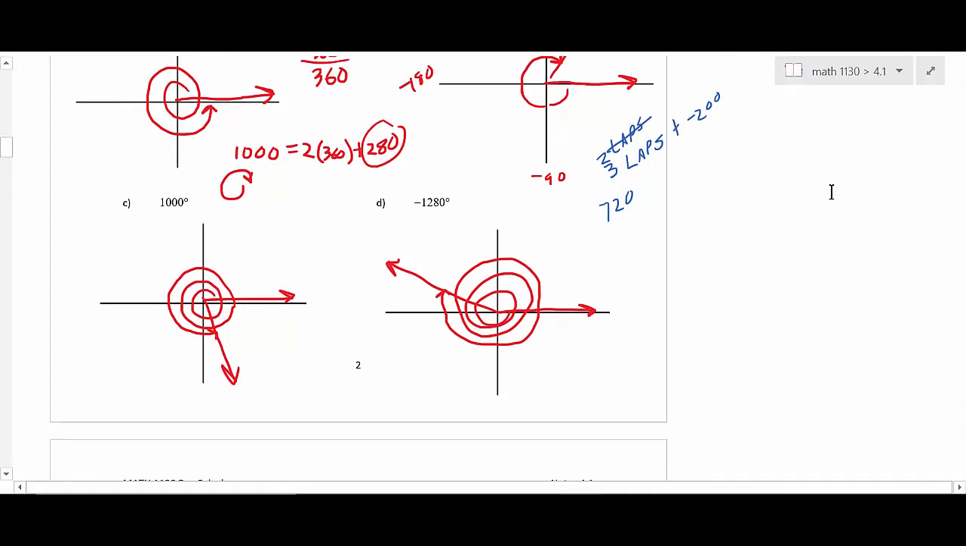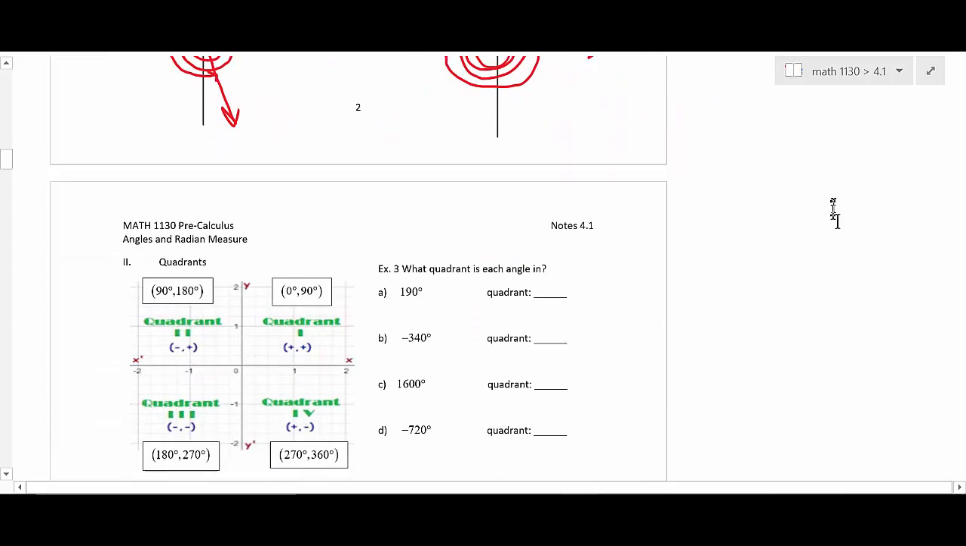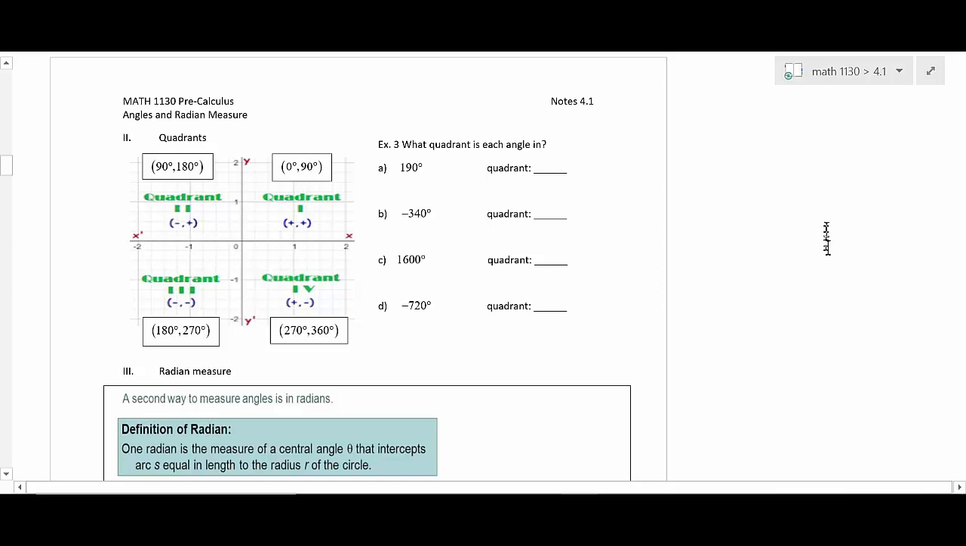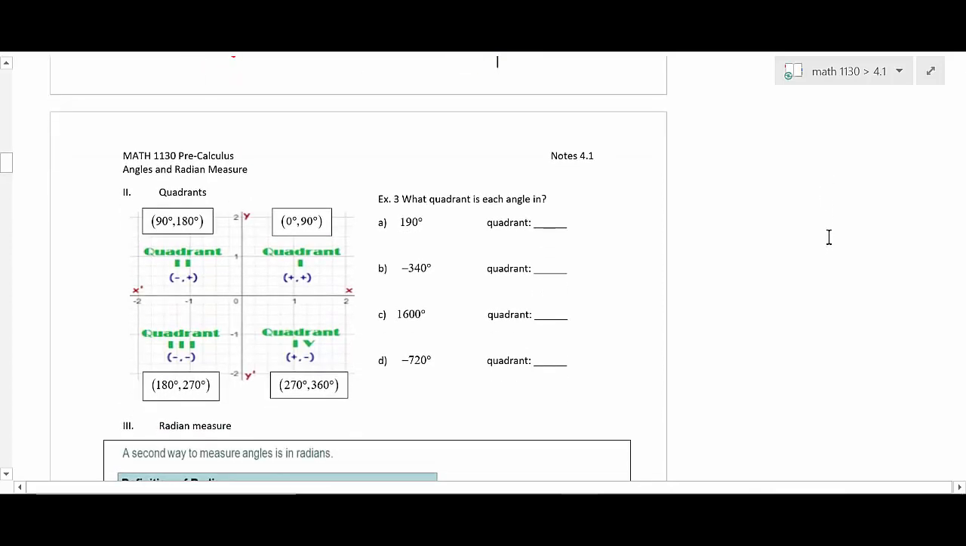All right, is everybody okay with what I've done so far? Okay, so we're going to really work on the basics here at the beginning tonight, and that's how trig starts. So the next thing is quadrants. You already know that from college algebra and everything.